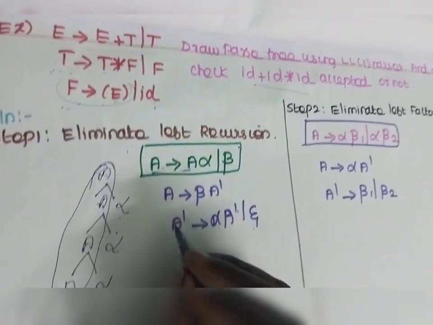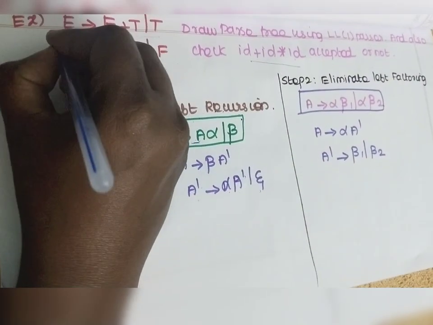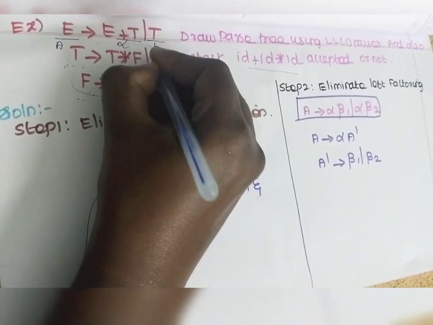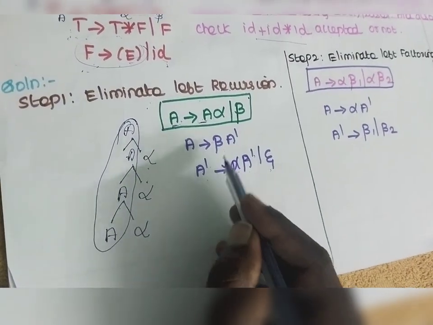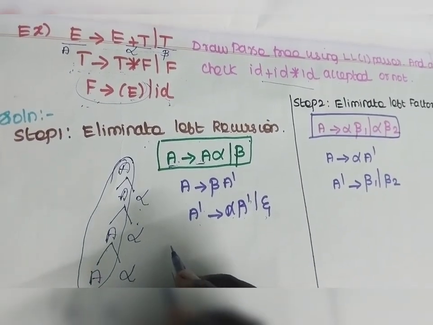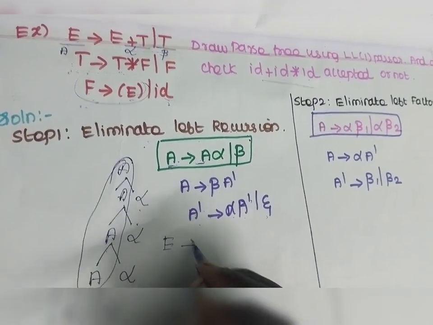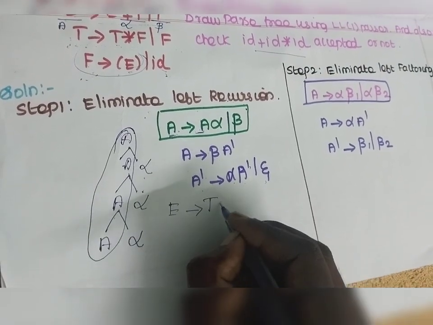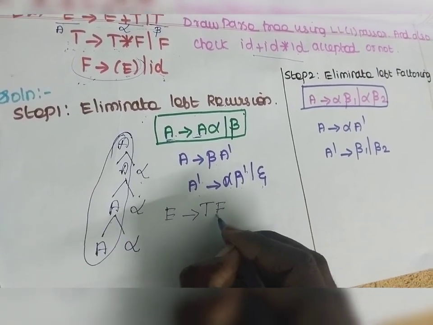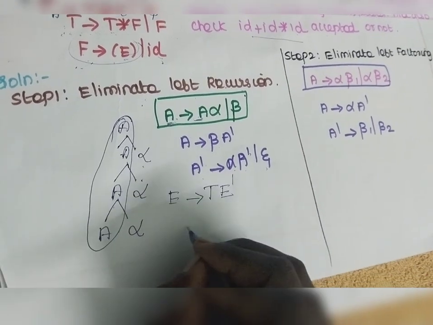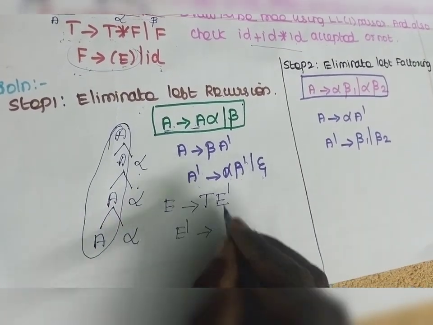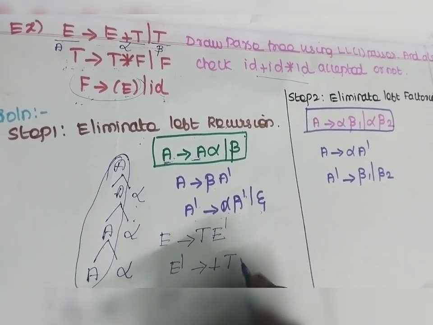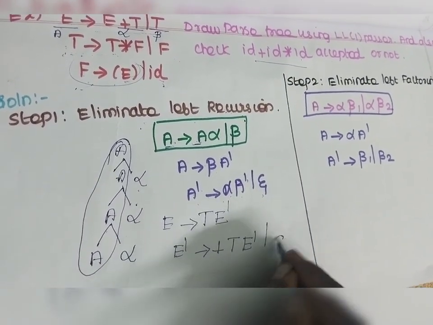Then you write the values: A is E, alpha is plus T, and beta is T. Then substitute like this: A tends to beta A dash, so E tends to T E dash, where A dash is E dash. Then E dash tends to alpha E dash, that is plus T E dash, or epsilon.